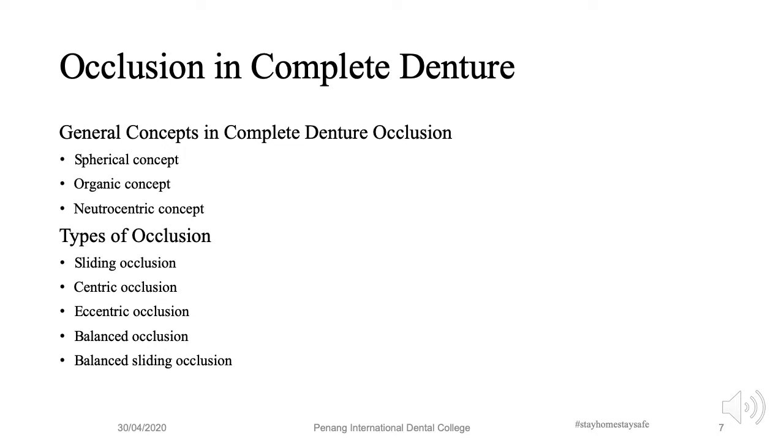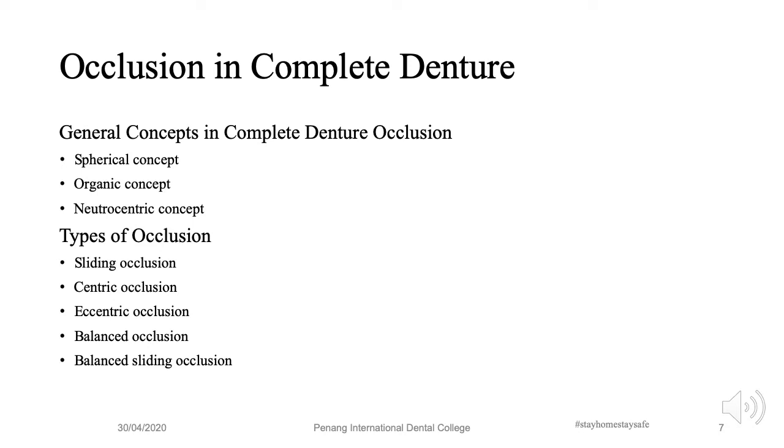What this means is that the teeth are in harmony with the muscles and the joints during function. That is, the teeth are not determining the occlusion, but the condyle is actually determining the occlusion. This is one of the organic concepts which did come up. It is actually not being followed in the present prosthodontic scenario, neither the spherical concept nor the organic concept.